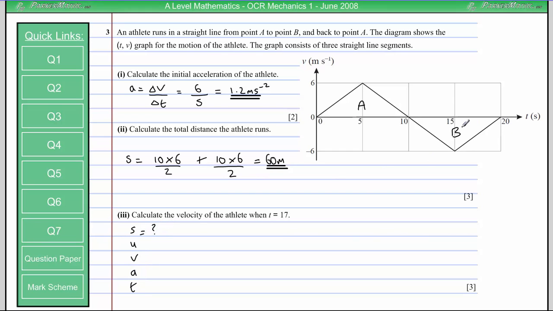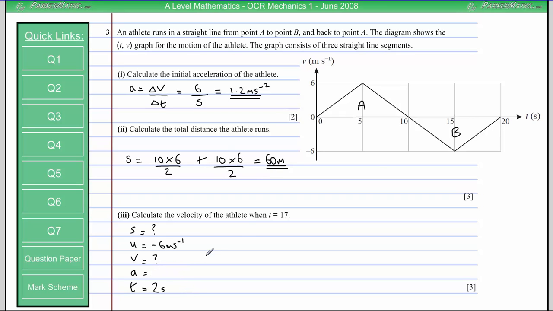Displacement is unknown, although we could work it out in this little bit here. The initial velocity is minus 6. The final velocity is what we're trying to find. It's going to be somewhere around here, but we don't know exactly what it will be yet, so we'll put a question mark for that. The acceleration we don't yet know, and the time is going to be at 17 seconds, but we're not going to use 17 because we're starting at 15. So to get from 15 to 17, that's 2 seconds, so the time is going to be 2 seconds.